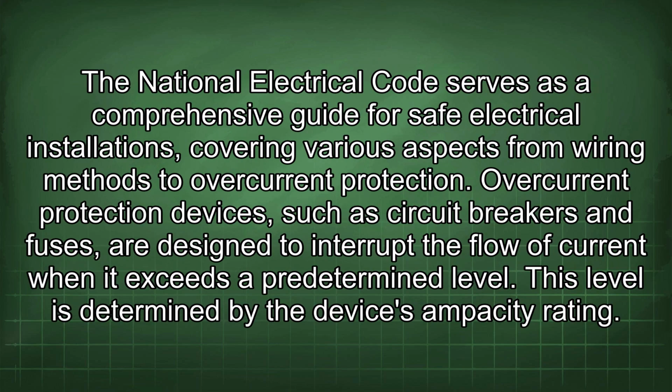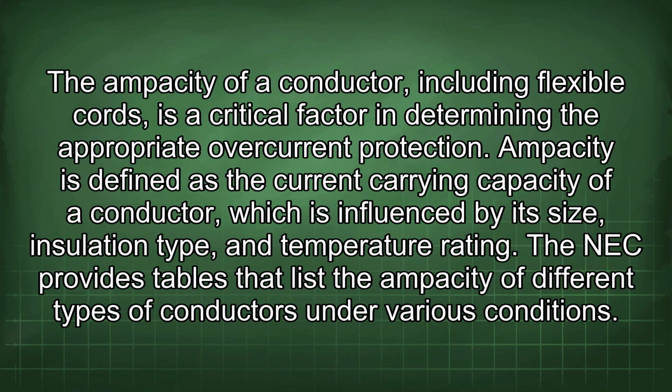The National Electrical Code serves as a comprehensive guide for safe electrical installations, covering various aspects from wiring methods to overcurrent protection. The overcurrent protection devices, such as circuit breakers and fuses, are designed to interrupt the flow of current when it exceeds a predetermined level. This level is determined by the device's ampacity rating. The ampacity of a conductor, including flexible cords, is a critical factor in determining the appropriate overcurrent protection. Ampacity is defined as the current carrying capacity of a conductor, which is influenced by its size, insulation type, and temperature rating. The NEC provides tables that list the ampacity of different types of conductors under various conditions.